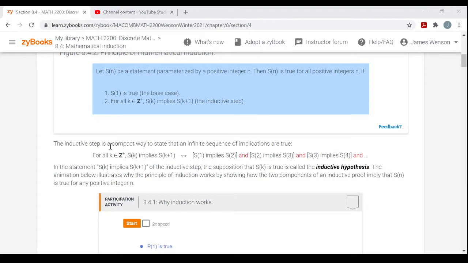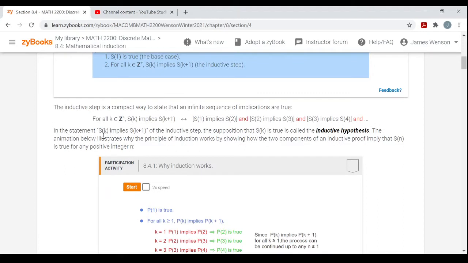So the inductive step is a compact way to state that an infinite sequence of implications are true. Again, for all k in the positive integers, S(k) implies S(k+1). This is what I was saying earlier. It has the same meaning as S(1) implies S(2), and S(2) implies S(3), and S(3) implies S(4), and so on. And since we've shown S(1) is true, then all these other things fall into place.